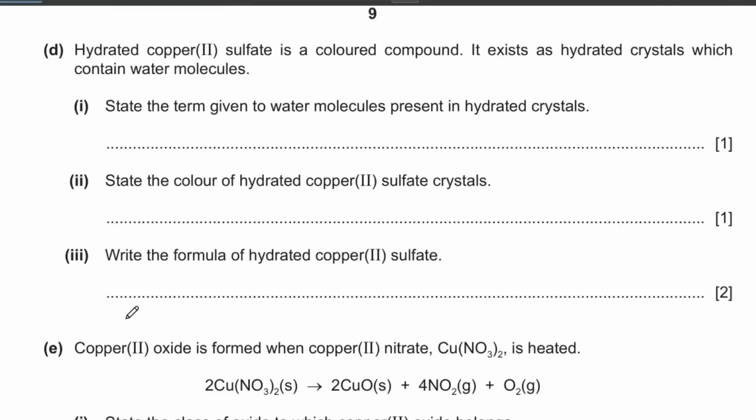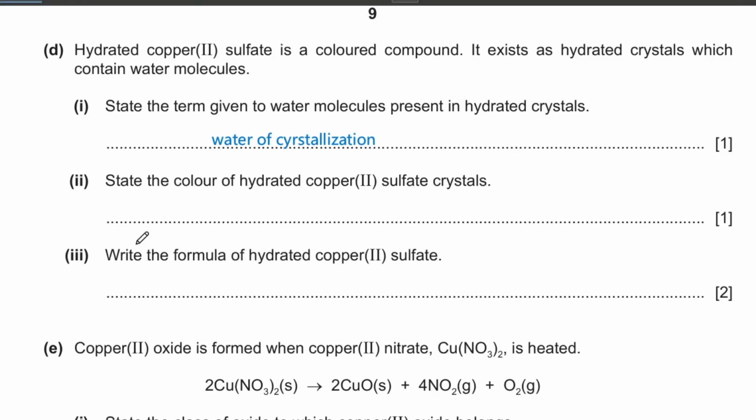Next question, hydrated copper 2 sulfate is a colored compound. It exists as hydrated crystals which contain water molecules. State the term given to water molecules present in hydrated crystals. So the term given to water molecules present in hydrated crystals is water of crystallization.